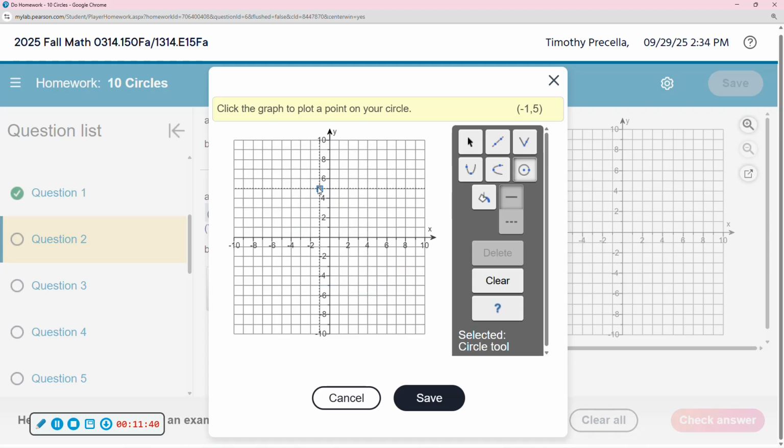Okay, so there it is. I'm going to move down 4. That sounds good. So you're at 5 and you're moving down 1, 2, 3, 4, so you should be at 1. Left 1, up 1.